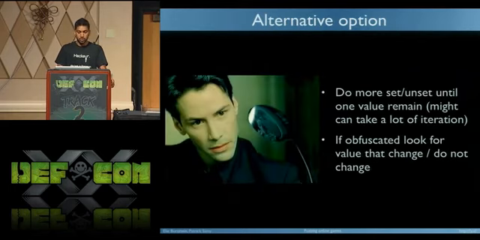Another option would be to do both set and unset on the value until you get only one value. But this can take a lot of time and a lot of iterations. If it's obfuscated, what you can do is just look for a value that changes or does not change, try to extract what is important for you, and then find out how it's obfuscated.